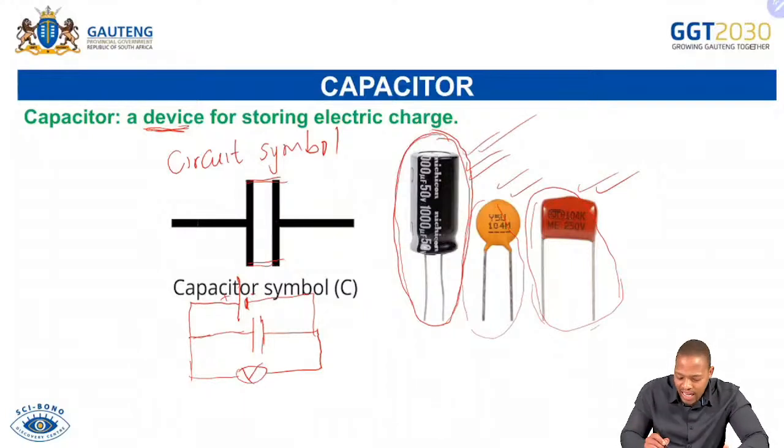And capacitors are rated, as you can see here. This capacitor is rated 1000 UF. What is that UF thing? We're going to talk about that. What is it?